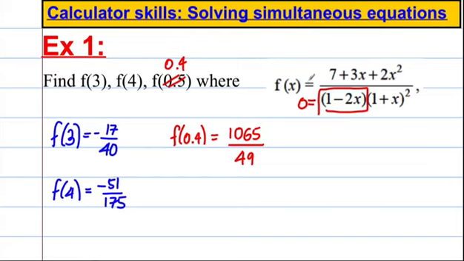That is how you perform substitutions using your calculator really quickly. You can imagine the amount of substitutions you can do for this to check your answers in the exam, to check you haven't made mistakes.